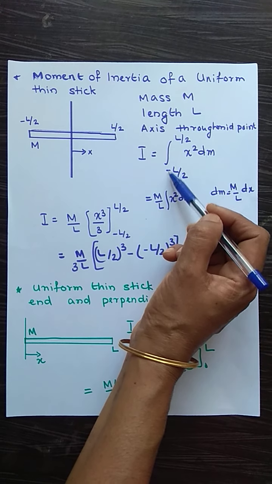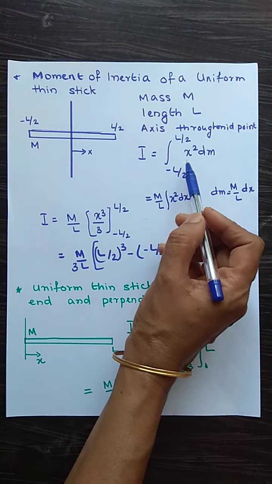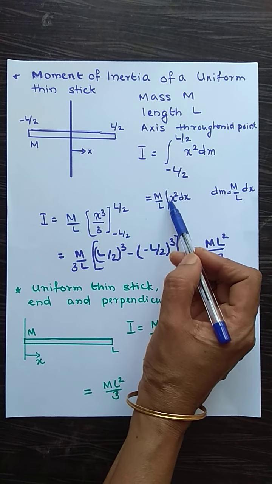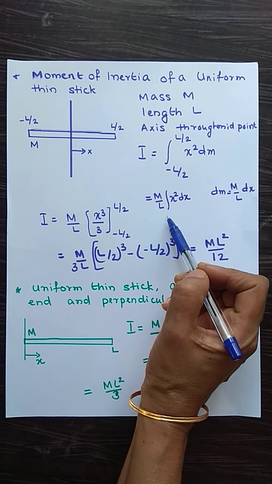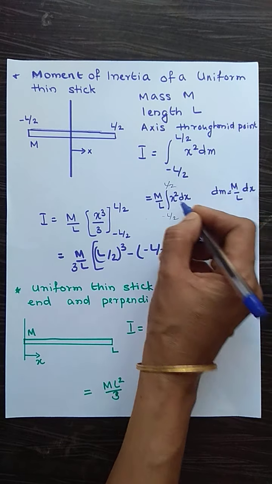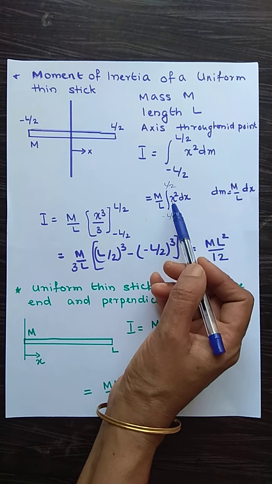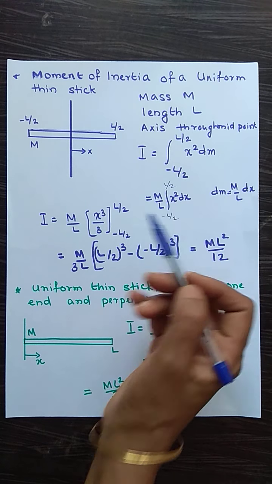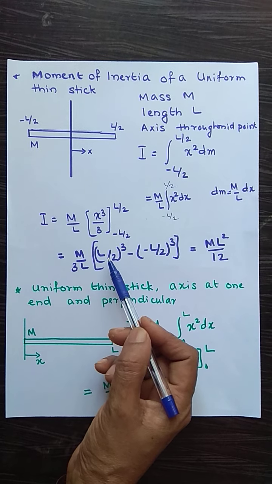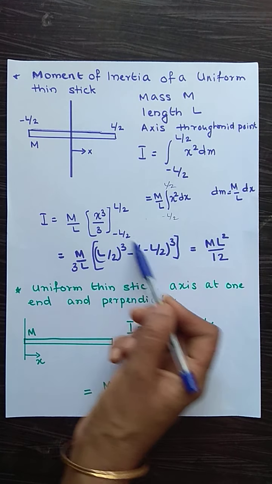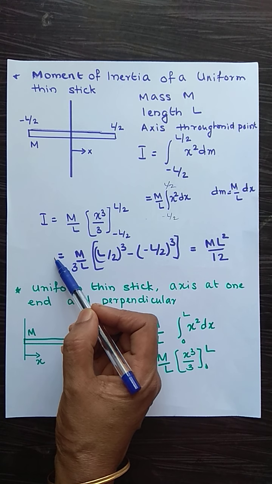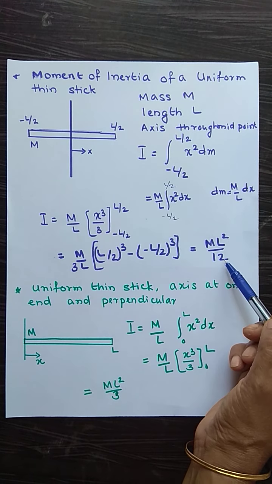So this will be the integral from minus L by 2 to plus L by 2 of x square M by L dx. M by L is constant, you can take it outside. So it becomes the integral from minus L by 2 to plus L by 2 of x square dx. When you integrate x square, you get x cube by 3, and the limit is minus L by 2 to plus L by 2. You substitute the limits and simplify, 3 you can take outside, so you will get the moment of inertia of the thin stick as ML square by 12.